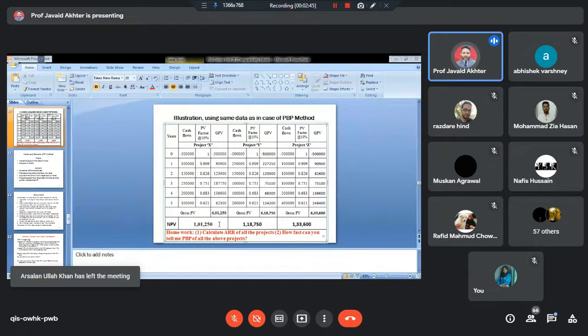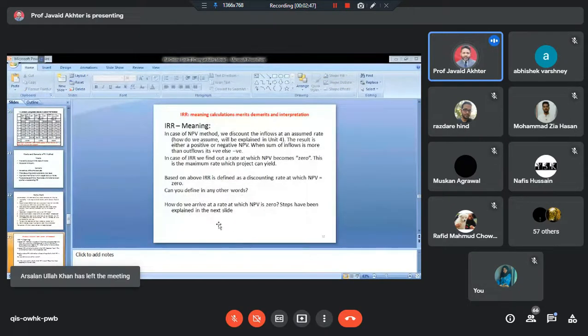So now come back to the slide at which we were discussing. Based on IRR defined as a rate at which NPV is 0, we need to find out a rate. We need to increase the rate in case our present value is currently positive. If currently our present value is negative, we need to decrease the rate. And by trial and error, if we are doing it manually, we will reach a rate at which the present value will be exactly equal to 0.